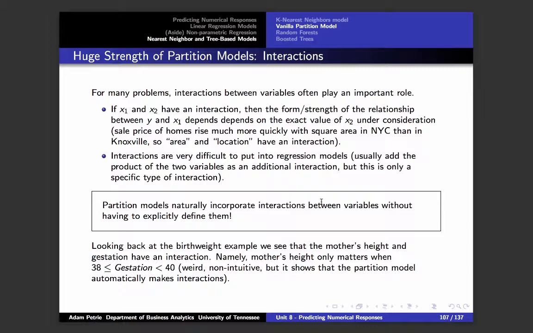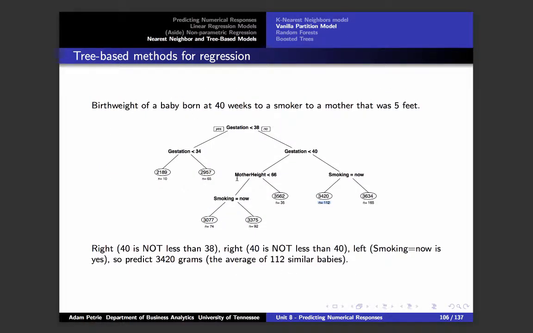All right, one thing that we really like about partition models is that they naturally incorporate interactions into the model itself. I just talked about how it's so difficult trying to get the right set of interactions into a linear regression model that very often we just throw up our hands and give up. Now, partition models naturally incorporate them just based on the way that they grow and add new rules to the model here.